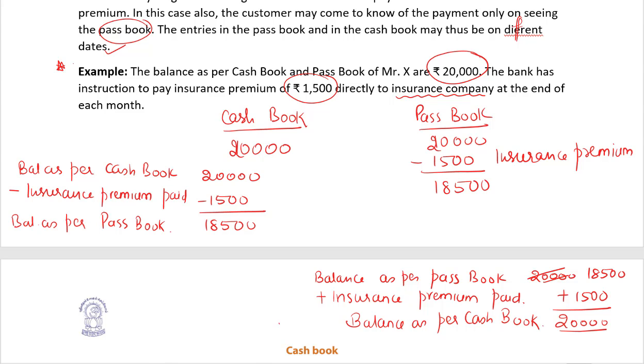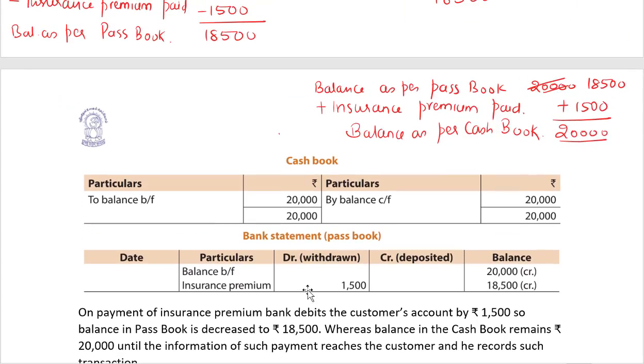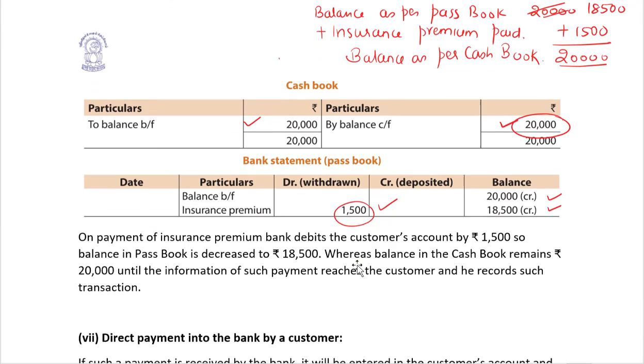I believe you understood this. See this cash book, the opening balance is 20,000. The customer had no information about the payment of the insurance premium, so the closing balance is also 20,000 only. But as per the passbook, the opening balance is 20,000, but there is an insurance premium paid, so with the withdrawal of 1,500, the closing balance changes to 18,500 credit.